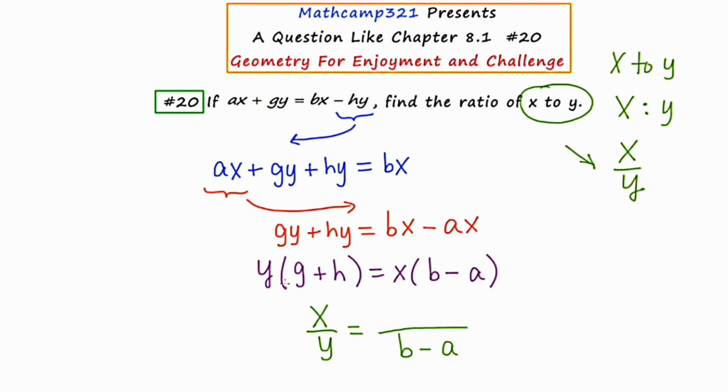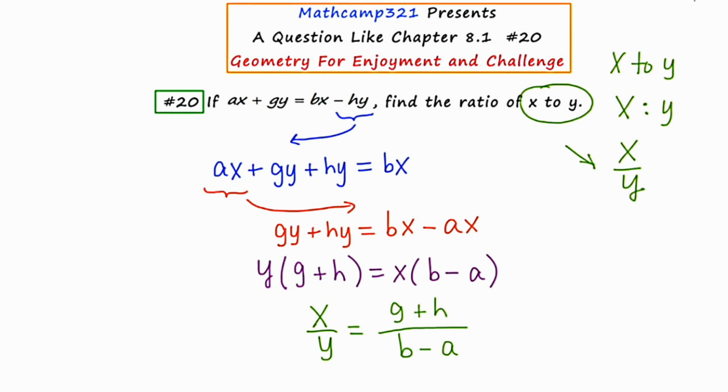Now let's go over here, and we notice that y is paired with g plus h. So if we think about uncross-multiplying, or going along the diagonal, we're going to write the g plus h over here. So the question asks us for the ratio of x to y, which can be denoted x over y, and the answer happens to be g plus h over b minus a.